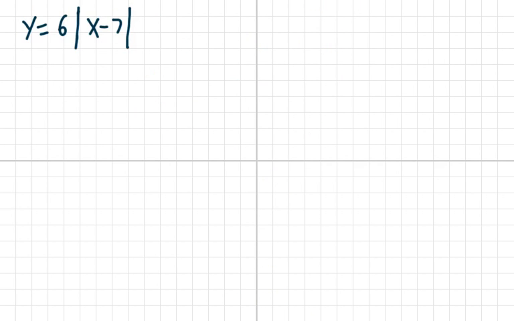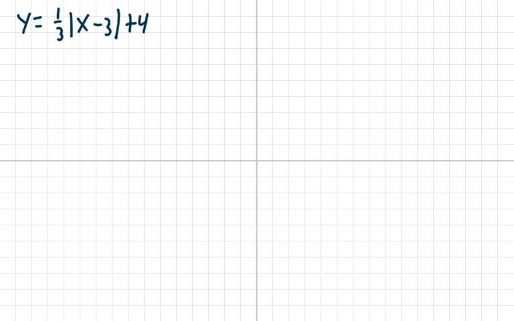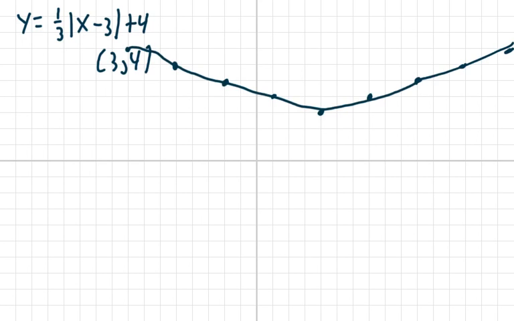Vertex. The opposite of -7 would be 7, and there's no k, so it'd be 0. And vertex is h, k. So go to 7, and your slope is 6 over 1. This would be your final answer. So vertex 3, 4. Graph it 1, 2, 3. The slope is 1/3, so go up 1, over 3. Up 1, over 3, and repeat. This would be your final answer.